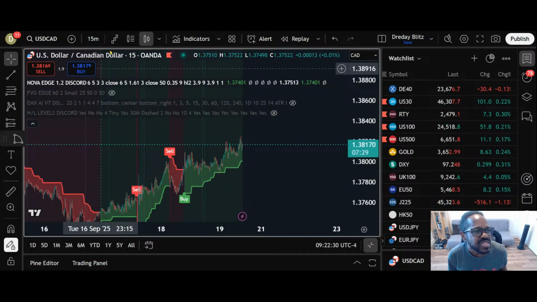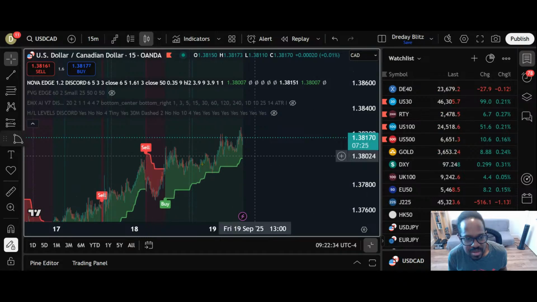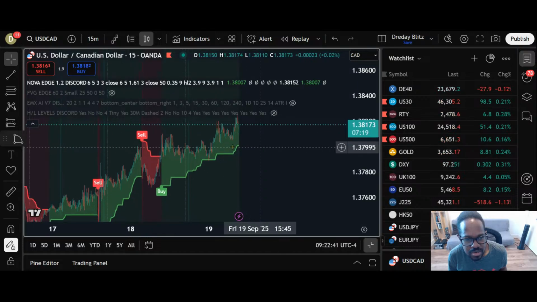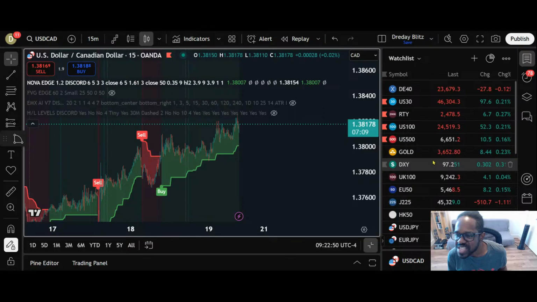So this is USD CAD. Like I said, I was expecting a continuation here for CAD, because CAD was really weaker than the US dollar. Since yesterday, near the first half of New York, we were bullish on USD CAD.